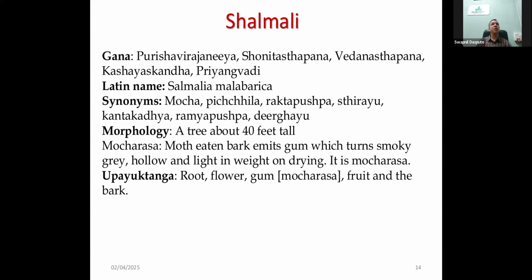Synonyms: Mocha, Pichila, as the guna says, pichila. So the similar word is used as a synonym for Shalmali. Why? We will see that in the next slide. Rakta pushpa, rakta is red color, pushpa is flower, so red color flower, hence Rakta pushpa. Sthirayu means it has the potential of giving stable health or stable life. Hence, Sthirayu. Sthira is stable, Ayu is life.